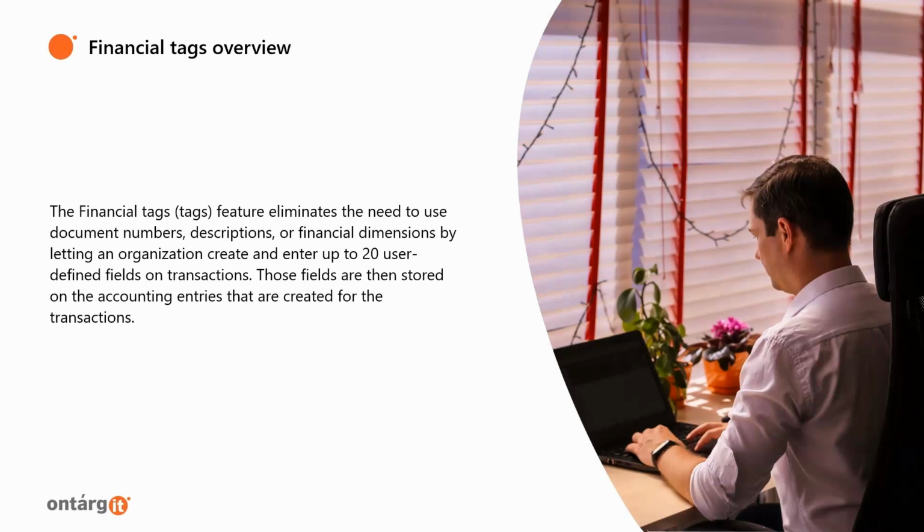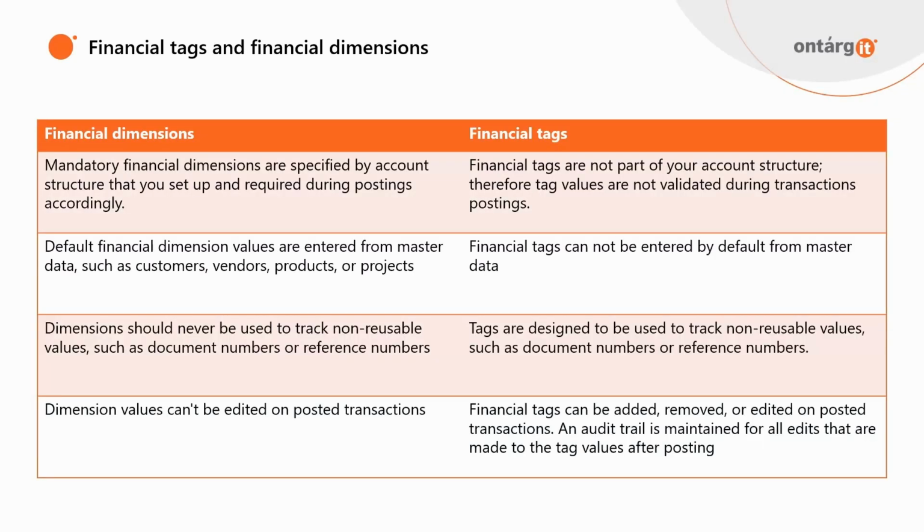The financial text feature eliminates the need to use document numbers, descriptions, or financial dimensions by letting an organization create and enter up to 20 user-defined fields on transactions. Those fields are then stored on the accounting entries that are created for the transactions. So, from the description, you might have a question. What is the difference between financial dimensions and financial text?